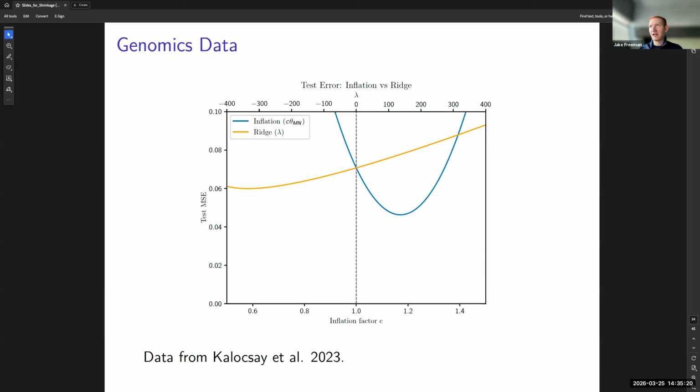In this scenario, the inflation property ended up beating the naive high dimensional least squares by about 40%, and it did about 25% better than the optimal negative ridge parameterization. Both of those are statistically significant. There wasn't a huge amount of test data for this, but that was the case. This is the data from Kolaski et al., 2023, which was a Nature journal article.